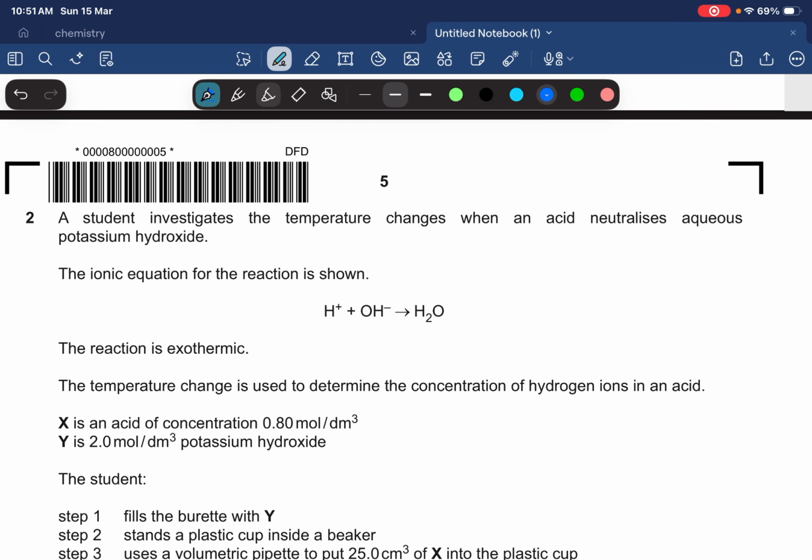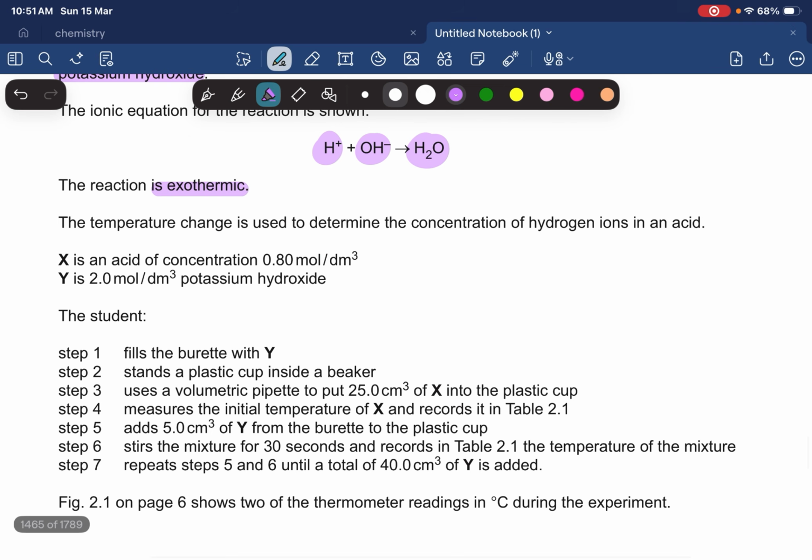A student investigates the temperature changes when an acid neutralizes potassium hydroxide. We have the ionic equation which says H plus OH negative gives water. The reaction is exothermic. We're going to release heat. The temperature change is used to determine the concentration of the hydrogen ions in the acid. X is an acid of concentration 0.8 mole per dm cube. Y is 2 mole per dm cube potassium hydroxide.